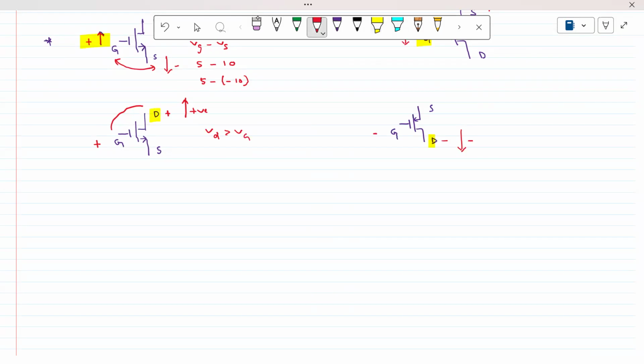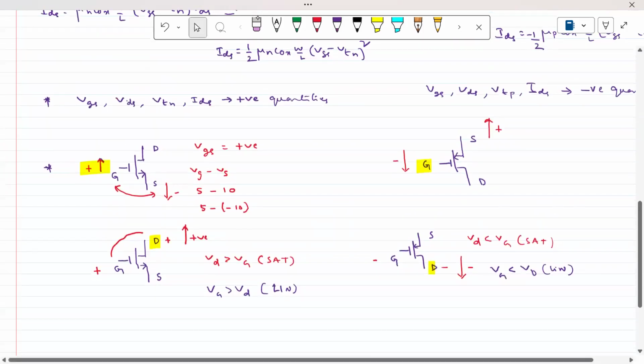Therefore, it is for the saturation. Therefore, if VD is less than VG, then it is in saturation. Okay. So in other words, when the VG value is greater than VD, then what can we say? It is in linear. Here, when the gate potential is less than the drain potential, then what do we say? Linear. Okay. So don't forget about this. Right.